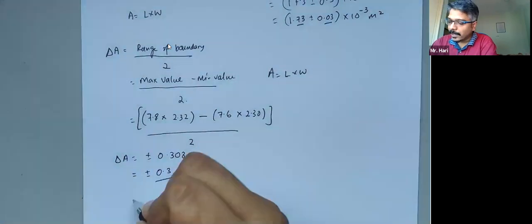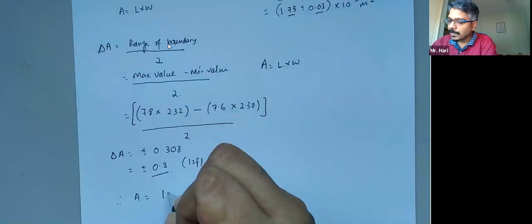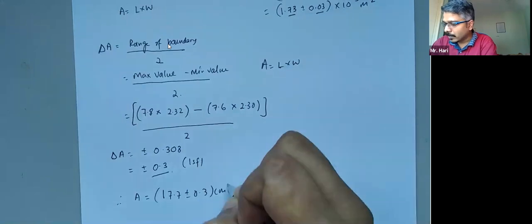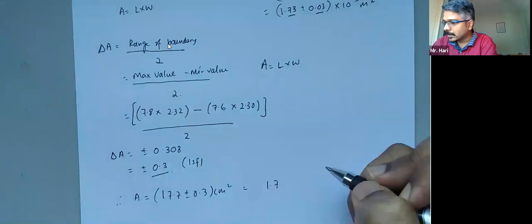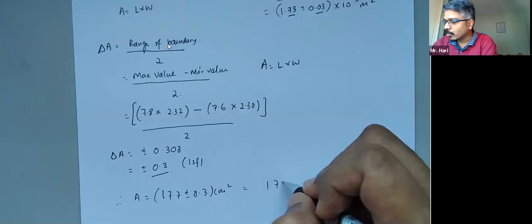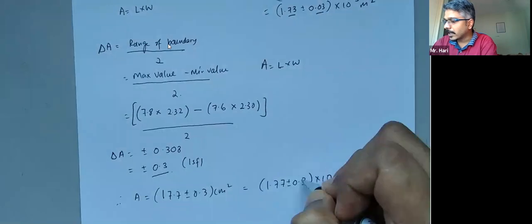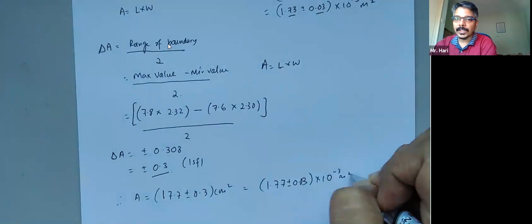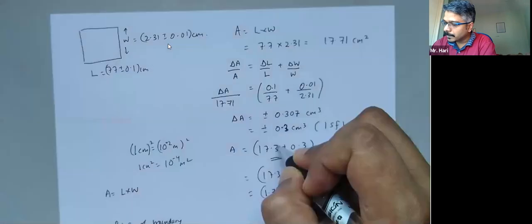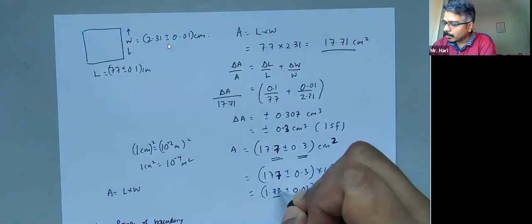So therefore, the area is 17.7 plus minus 0.3 centimeters squared, which is 1.77 plus minus 0.03 times 10 power of negative 3 meters squared. Okay, so I think it's supposed to be 1.77 because this is the answer.